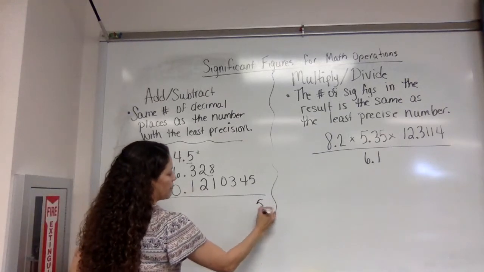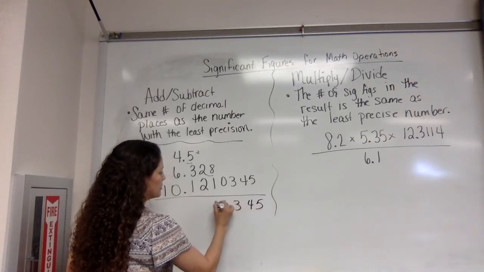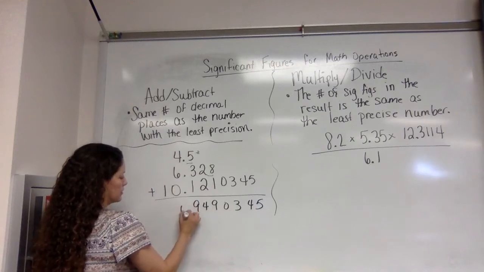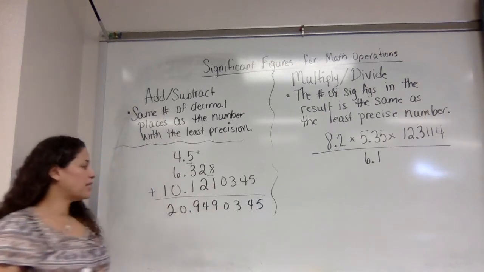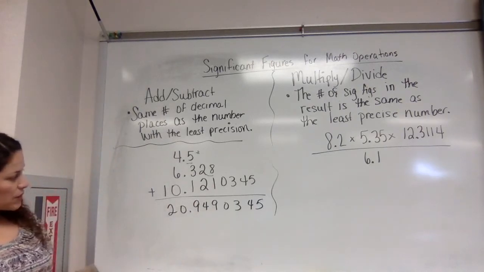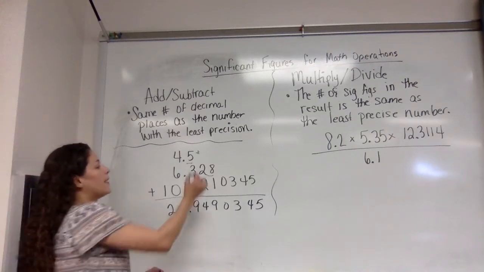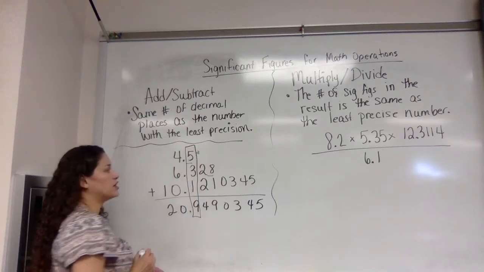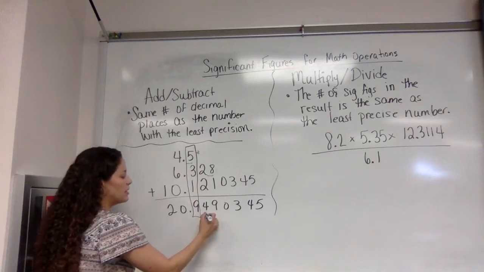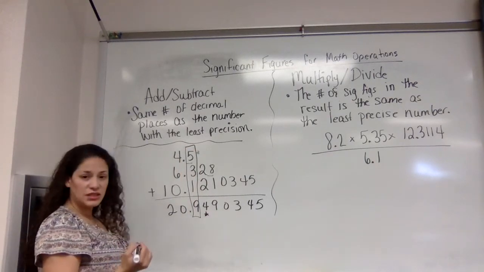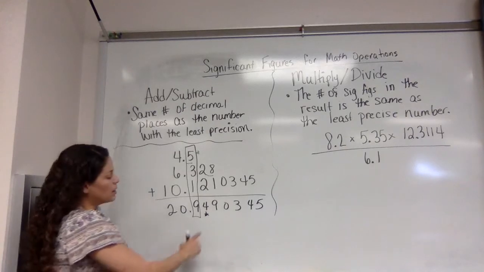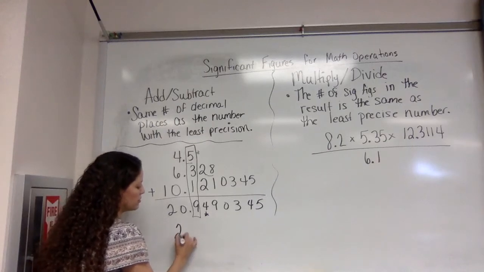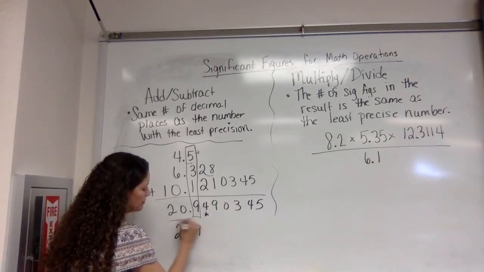So I have 5, 4, 3, 0, 9, 4, 8, 9. There we go. So here's my answer, 20.9490345. But I know that this is going to be the location of my least precise measurement. So I'm going to come to this 4 right here, and that's going to make the decision whether to round up or leave alone. As it's less than 5, I need to leave it alone. So my final answer would be 20.9.